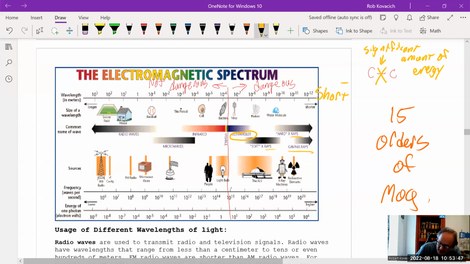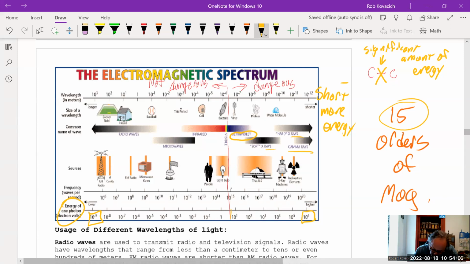The short wavelengths have more energy. There's another line here called photon energy, in electron volts, 10 to the 6th electron volts versus 10 to the negative 9th electron volts. Again, 15 orders of magnitude difference between those things.